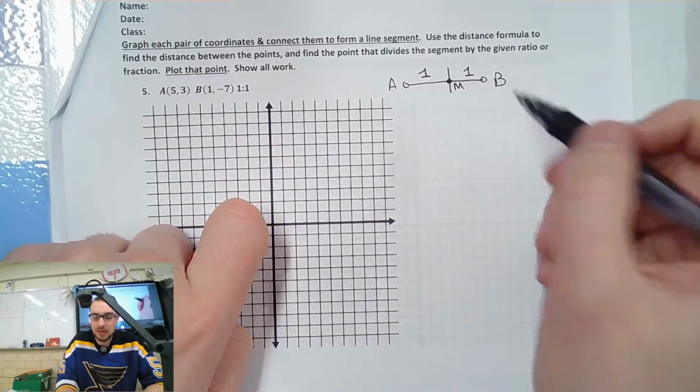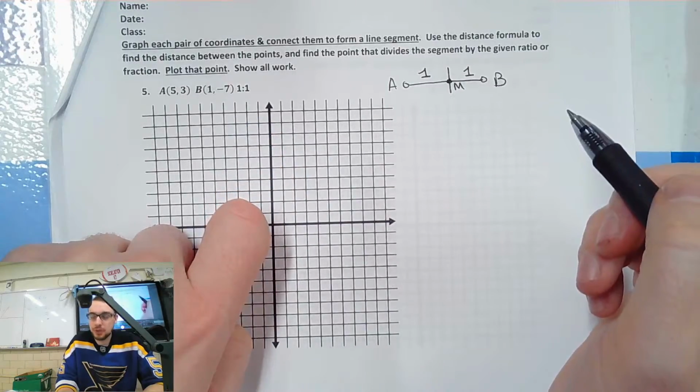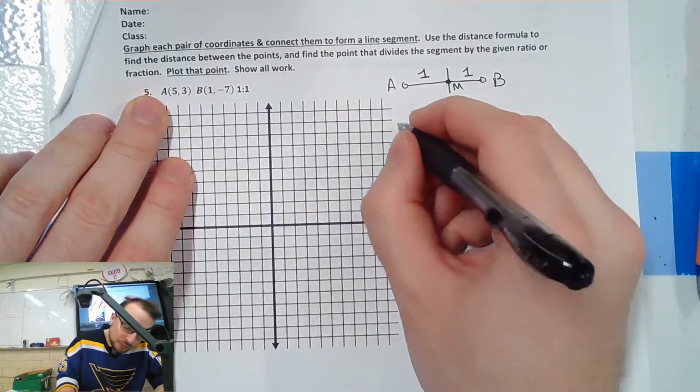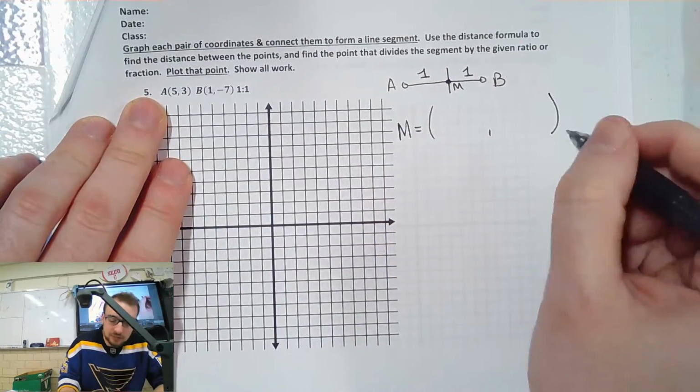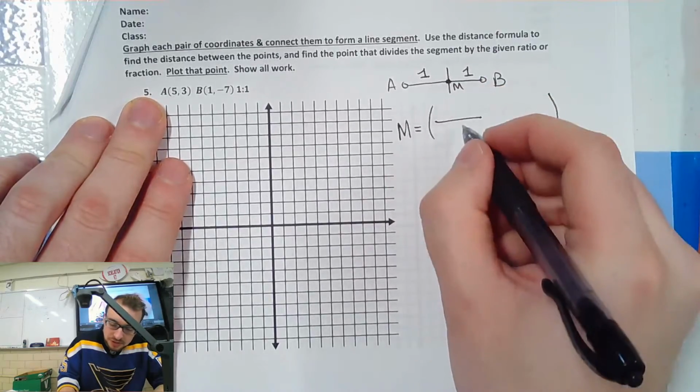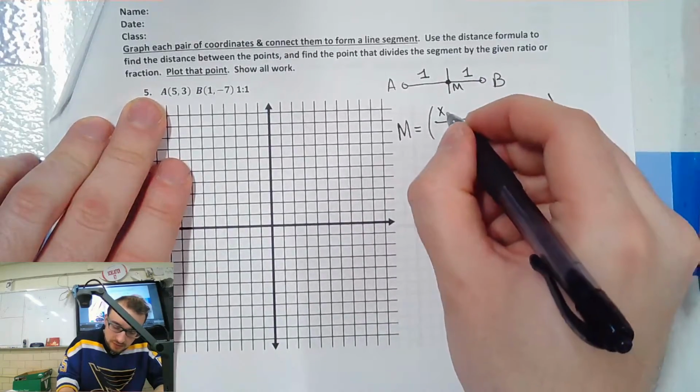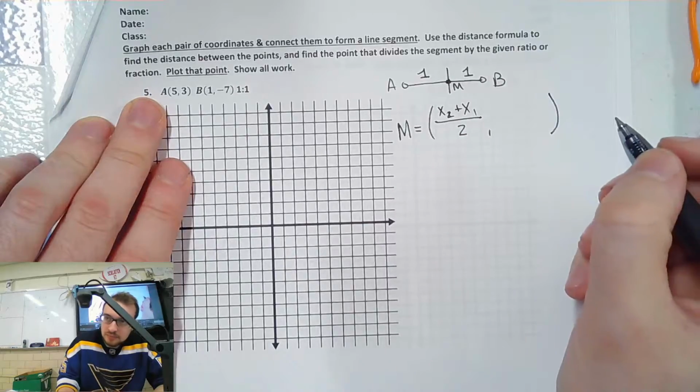That's what 1-to-1 ratio means. 1 and 1. How many pieces total do we have? 2, right? So midpoint is the average of your x's, average of your y's. When we average stuff, we add them and then divide by the number of pieces. 2 pieces. 1 each, right?